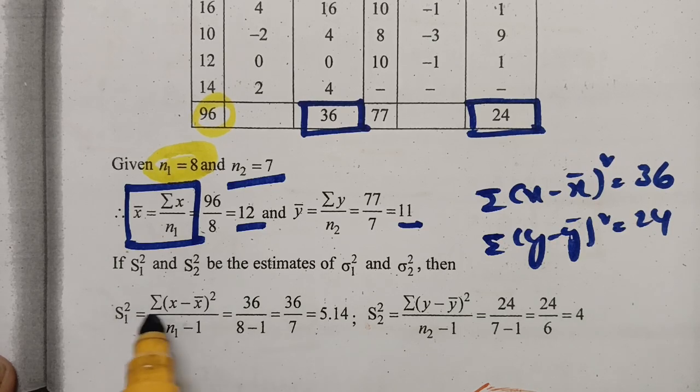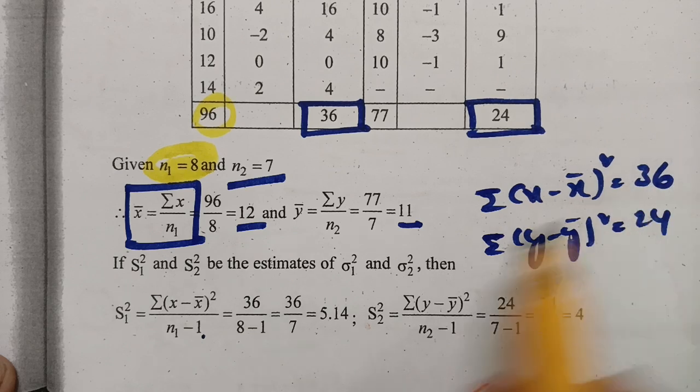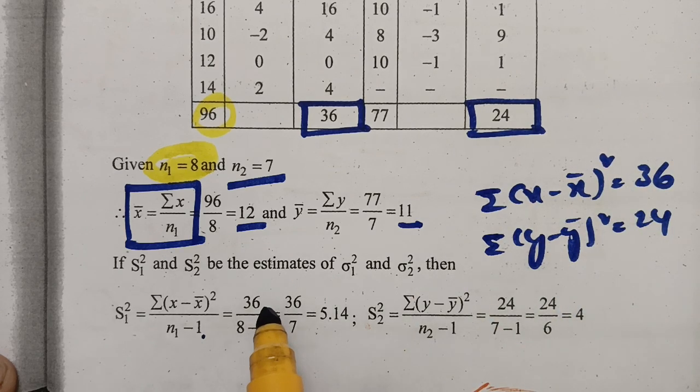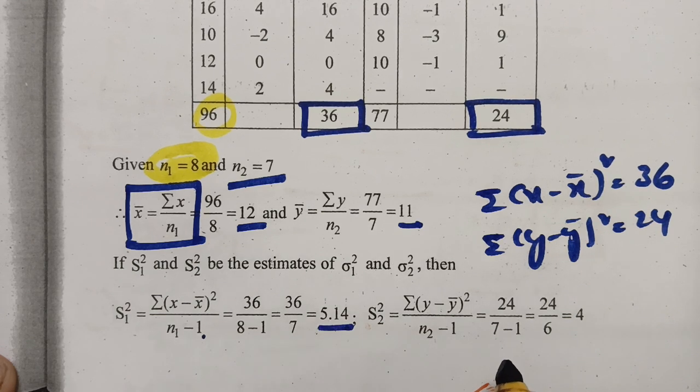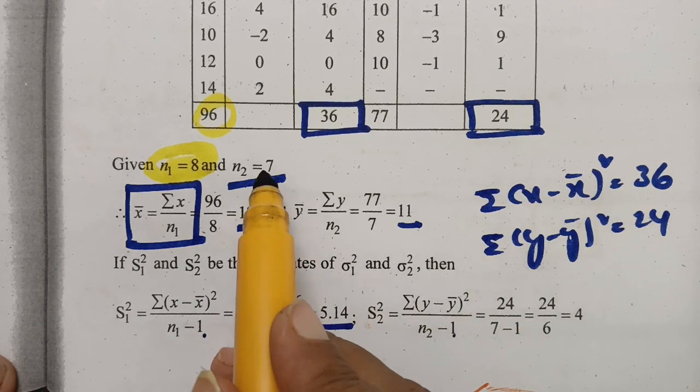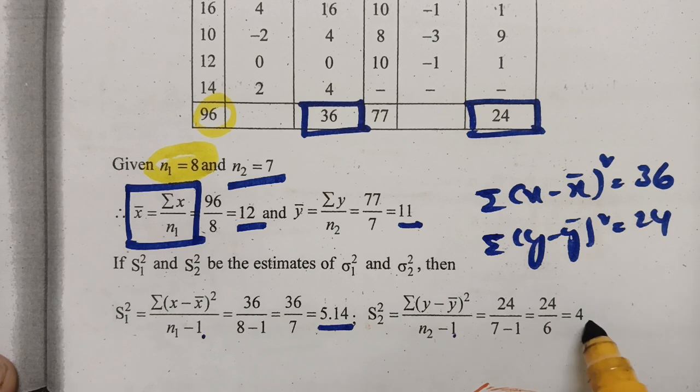See here, for S1 square, sigma xi minus x bar whole square by N1 minus 1. This is 36 by, what is N1 here? N1 is 8, 8 minus 1, 7. The value here is 5.14. And S2 square is sigma yi minus y bar whole square by N2 minus 1. 24 by, what is N2? 7 minus 1, 6. The value here is 4.